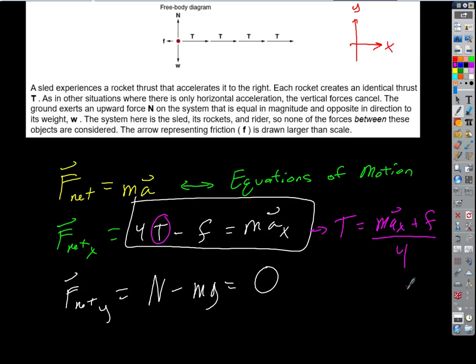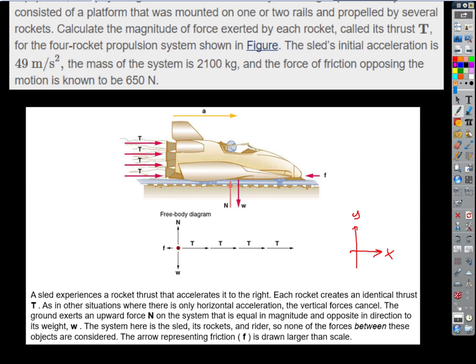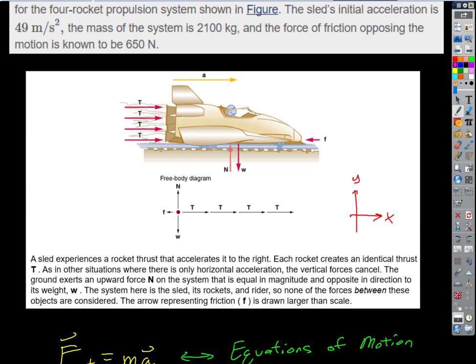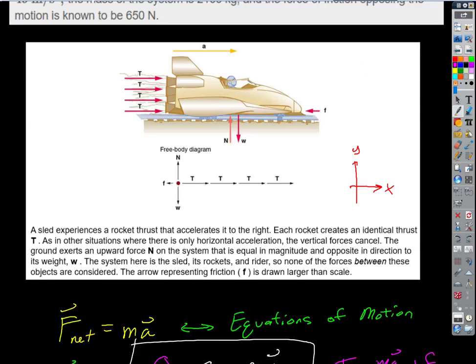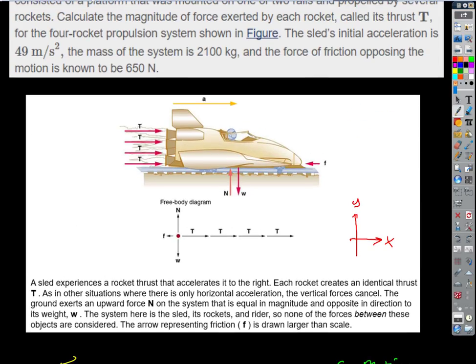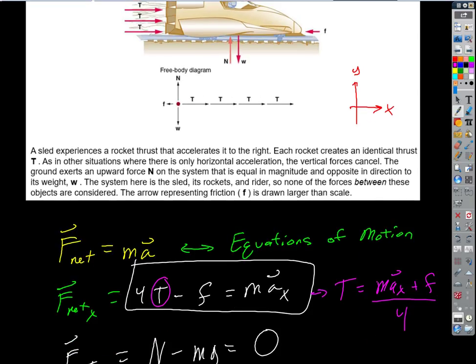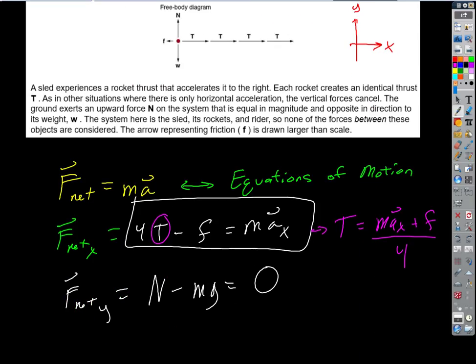We know the mass, they gave it to us, it was 2,100 kilograms. We know the acceleration, right? A sub x is the only acceleration, isn't it? That's the total acceleration. That was 49. And they even gave us the frictional force was 650, right? So we can easily solve for t there. We won't do it, but we could. It's going to be a big number, and it should be. I mean, rockets produce a lot of thrust.